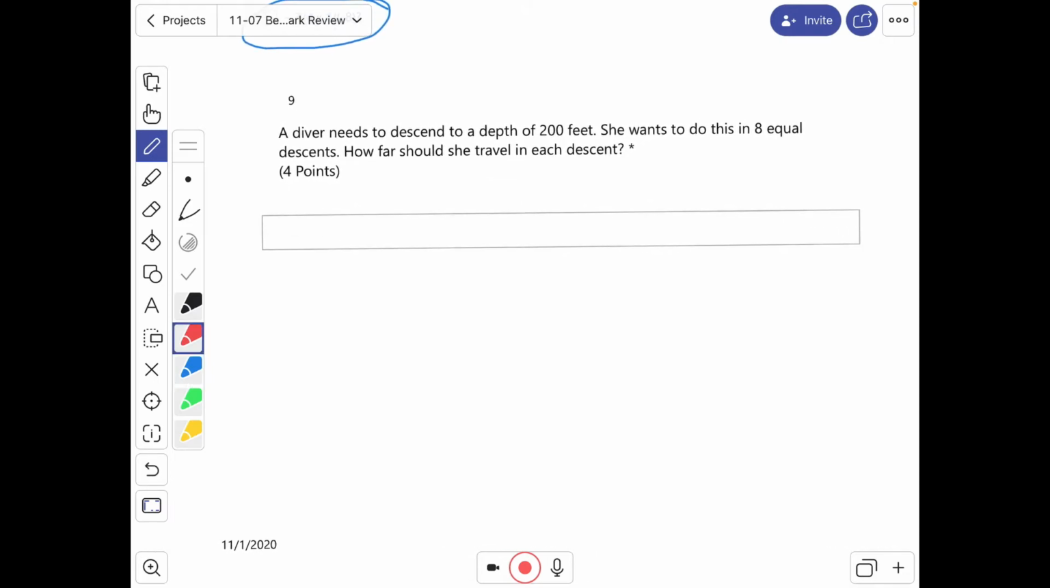Number 9. A diver needs to descend to a depth of 200 feet. She wants to do this in 8 equal descents. How far should she travel in each descent? We want to make that into 8 equal sections. That's division. So 200 divided by 8.